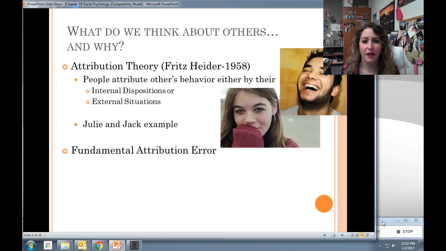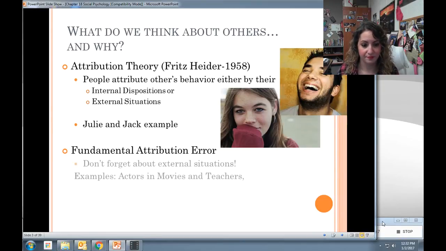So, we tend to make an error when we focus on people's internal dispositions and we completely forget about their external situations. So you just can't forget about the external situation that they're in. You don't know the environment that is causing them to behave in a certain way. We tend to think about actors in movies. Oh, well, the reason that this person plays a good bad guy is that they're really dark and twisty inside for real. Not necessarily. They're actors reading lines that were written for a character.